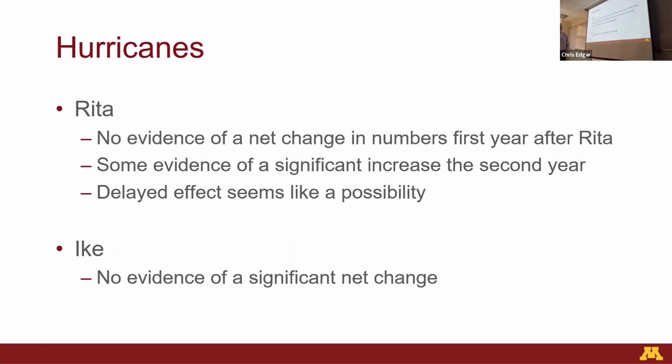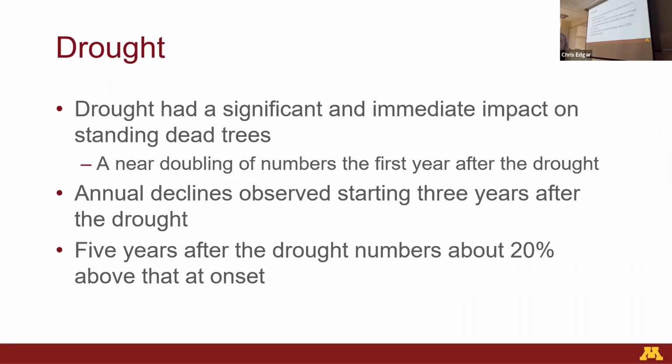And with Ike, just no real strong evidence of a significant change when we did more analyses. As far as the drought, as I've mentioned, when you really start to look at these single panels, you see an immediate impact, just almost a doubling in 1 year of the number of dead trees out in the forest. And then the annual declines start pretty soon thereafter. I suppose on the basic estimate, it's still that lagging indicator that's building and building over multiple years.